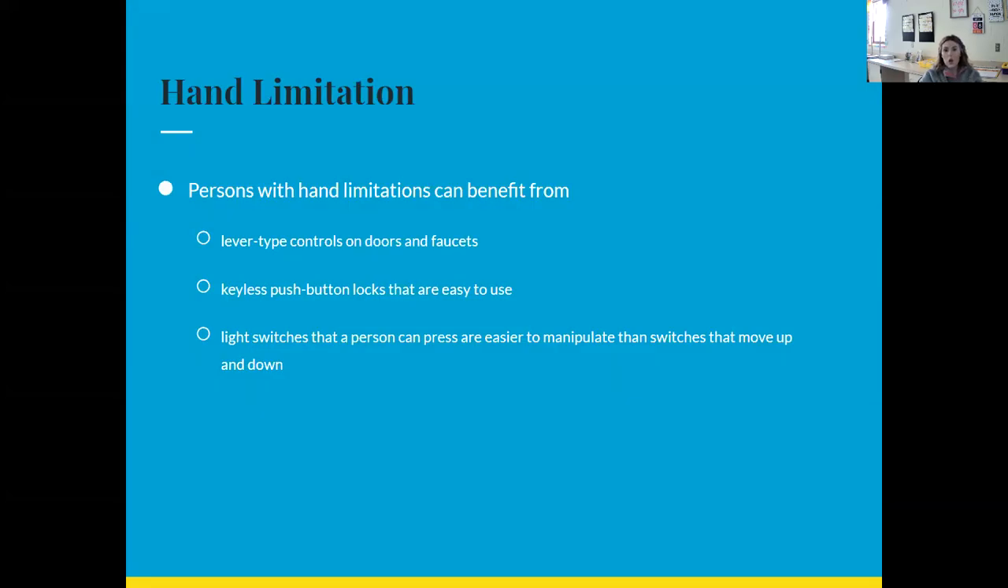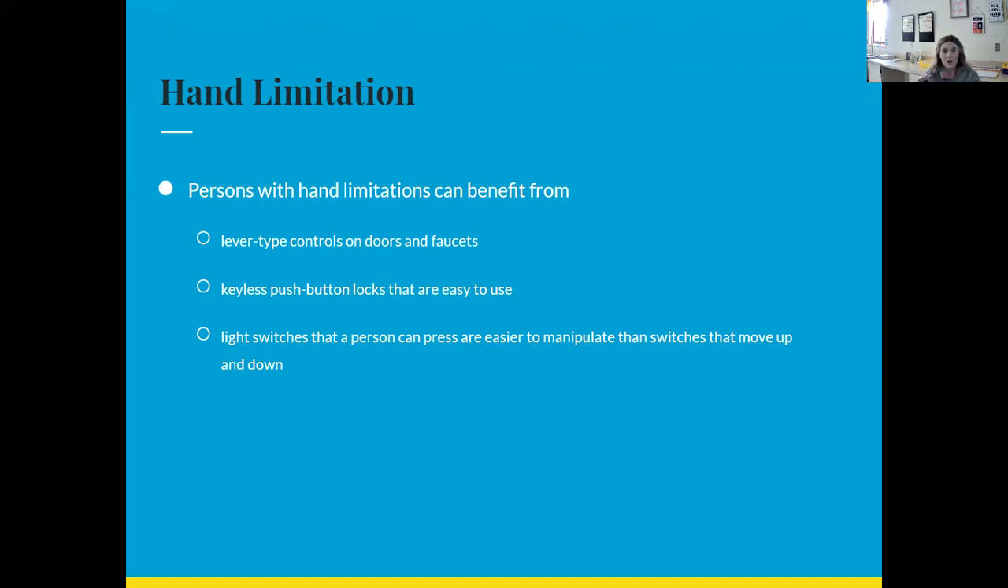Hand limitation. So in the virtual tours that we watched of the different homes, they talked a lot about hand limitation. So the biggest thing we can do in any space is having levers instead of knobs. So that could be on doors, having that lever door that you could just push down with your hand or push down with your elbow, instead of the door where you have to twist it. You can't twist it with your elbow. You can try, but it's probably not going to work.